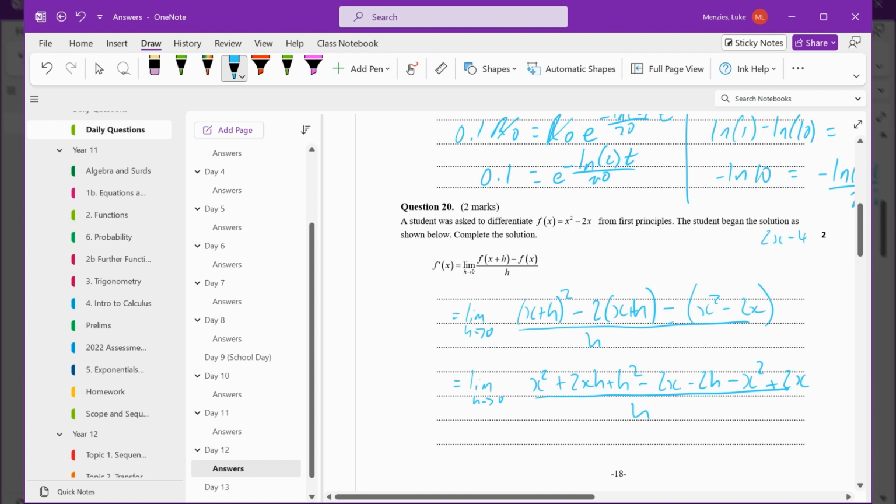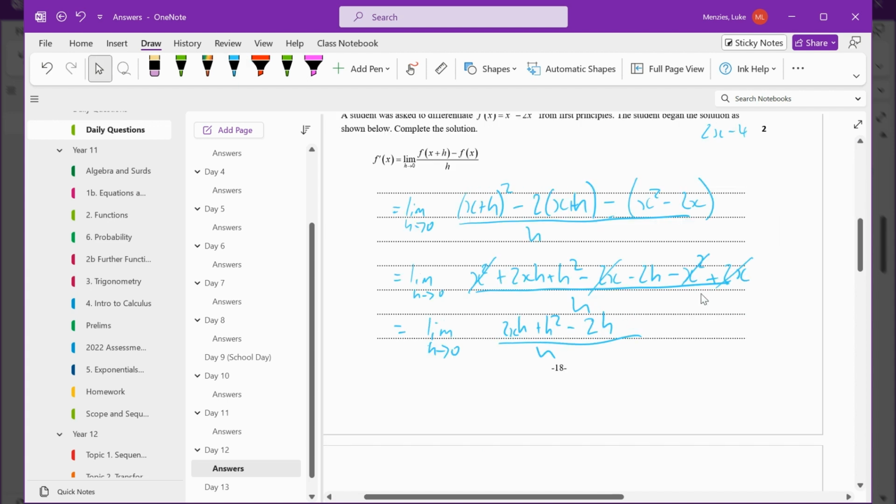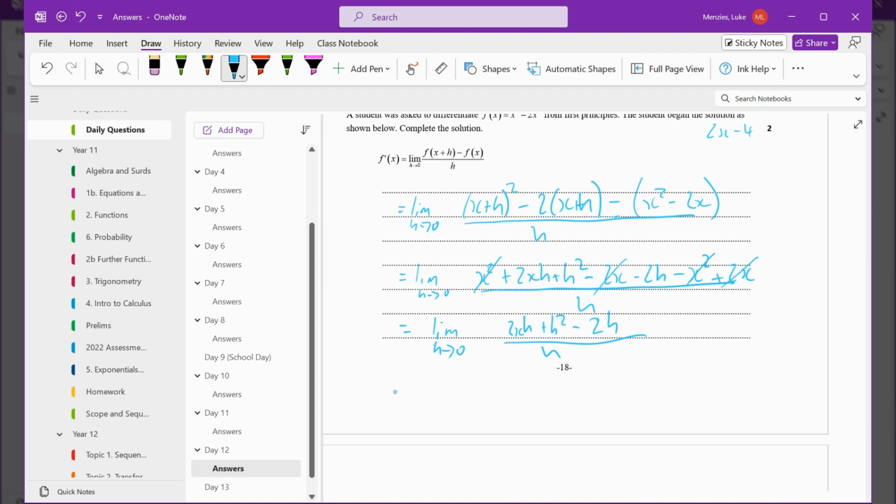Can we get rid of some things? We can. The x squareds go away. The 2x goes away. And all I'm left with is equal to the limit as h approaches 0 of 2xh plus h squared minus 2h all over h. From there, you want to factorize out an h, so you can cancel with the bottom. Limit as h approaches 0. So we're going to have h outside of 2x.